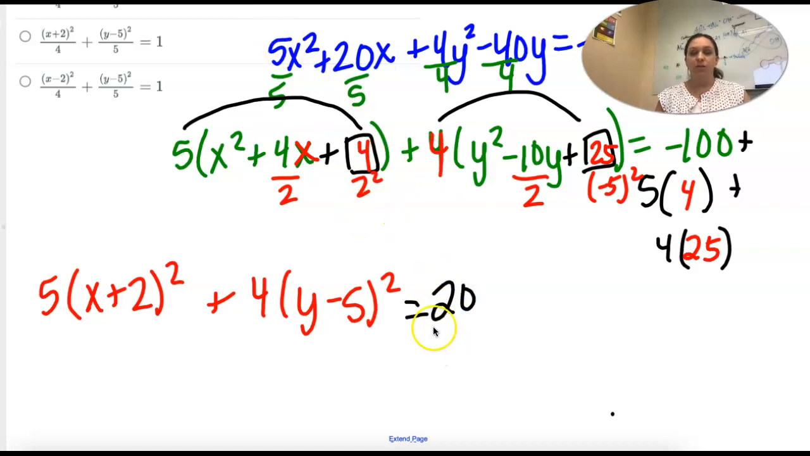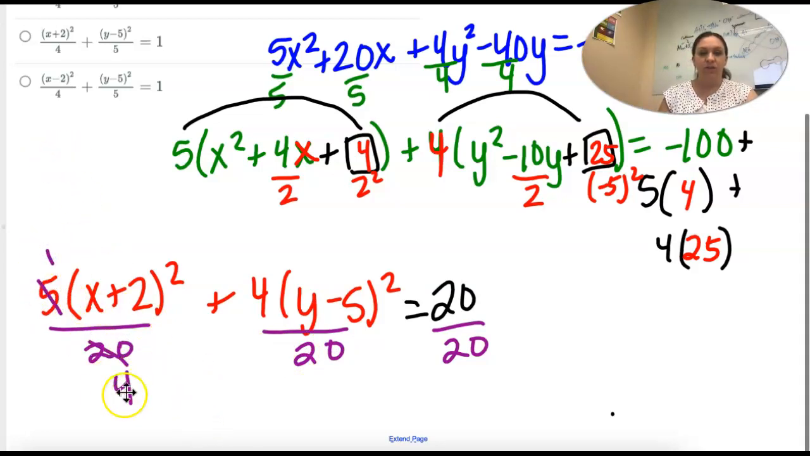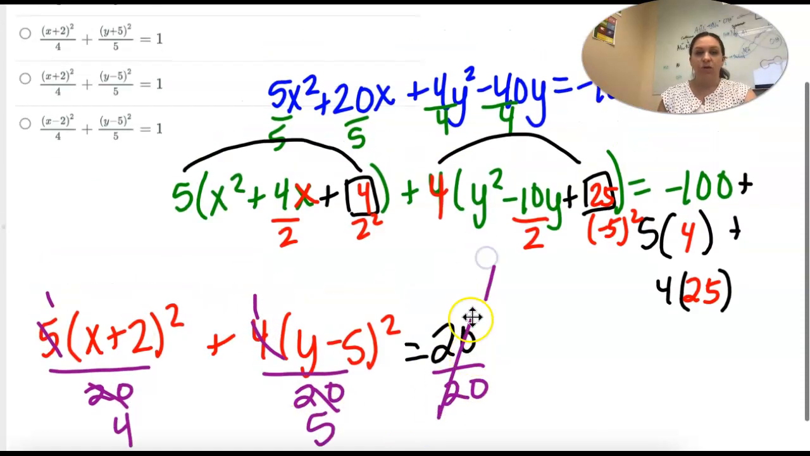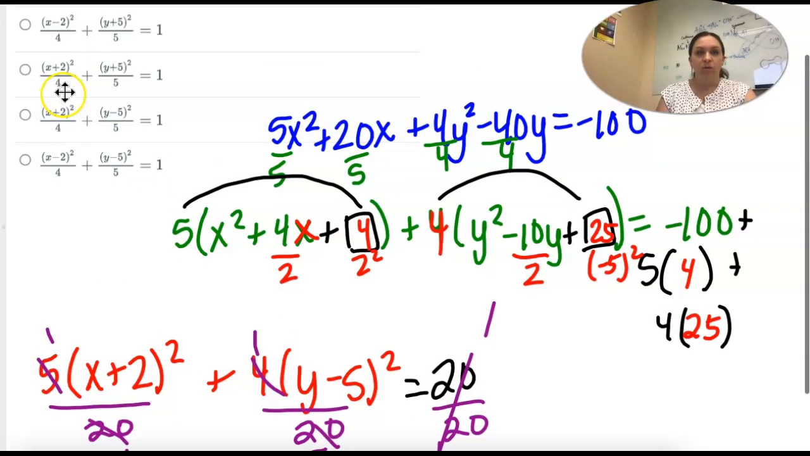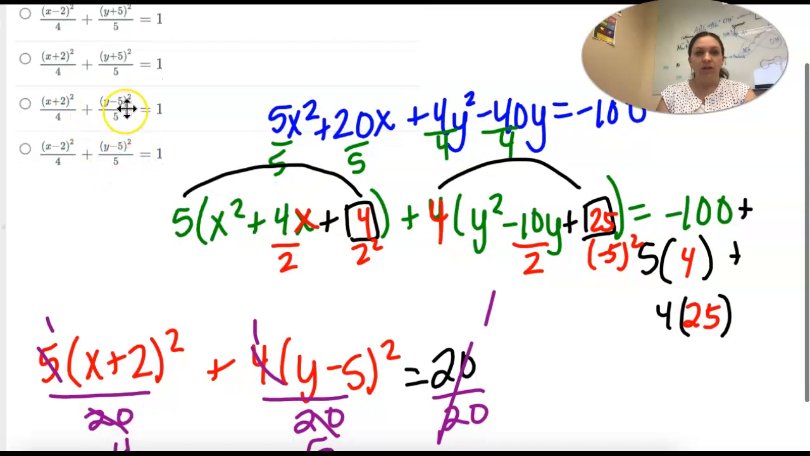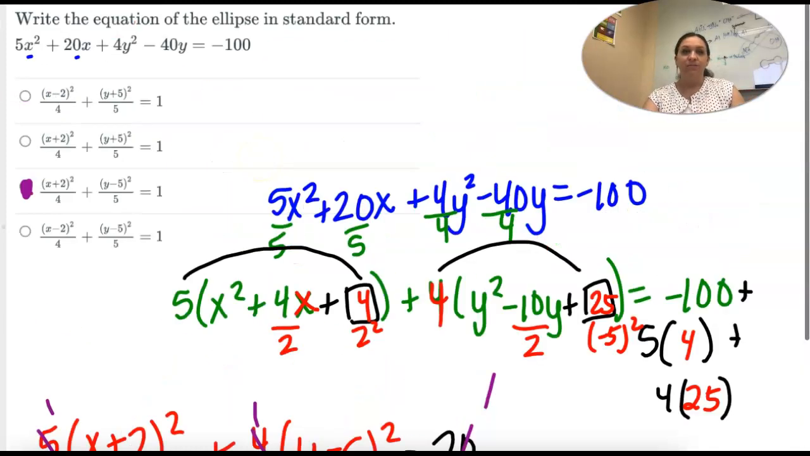So now to get that equal to 1, we're going to divide everything by 20. So that reduces to x plus 2 over 4. That reduces to over 5, and that's 1. So x plus 2 squared over 4, y minus 5 squared over 5 equals 1. Okay, good luck.